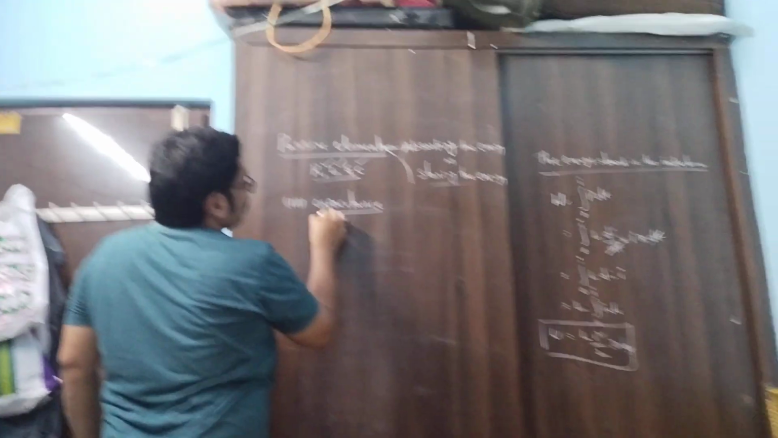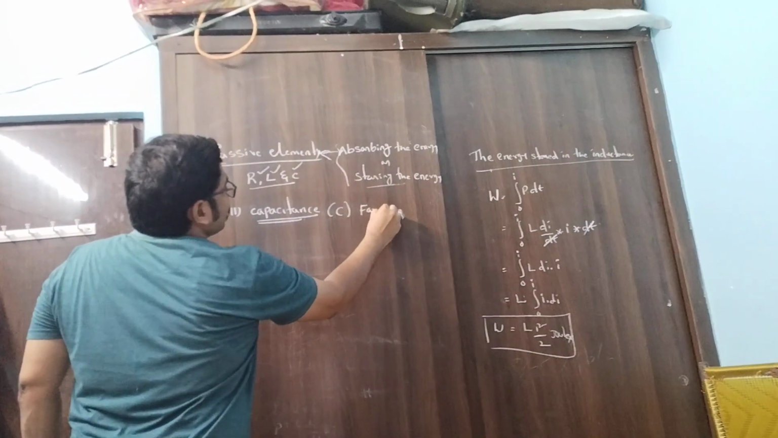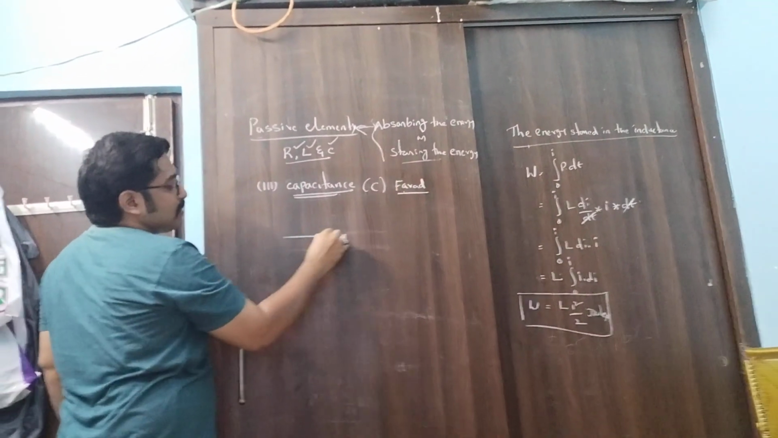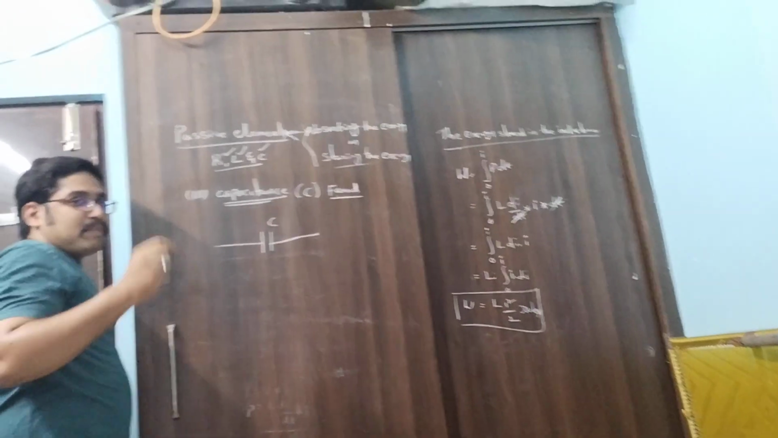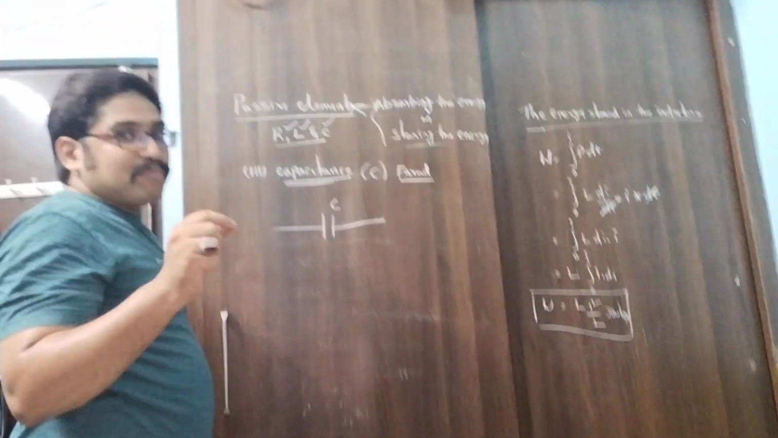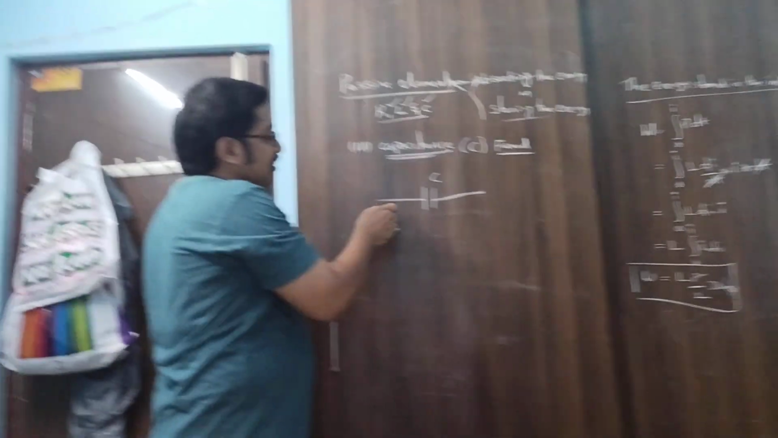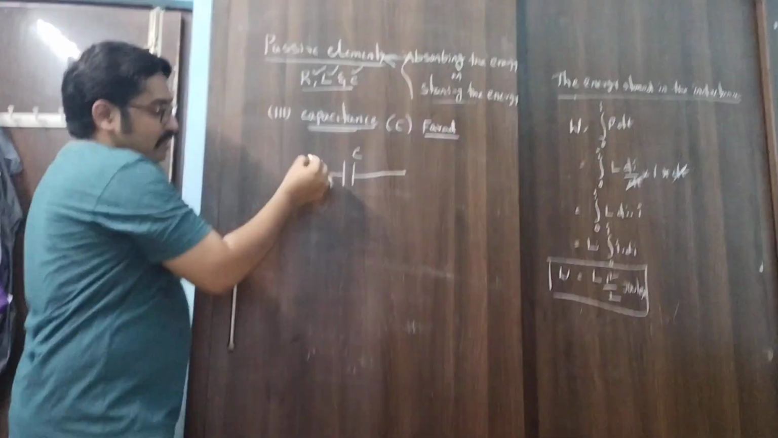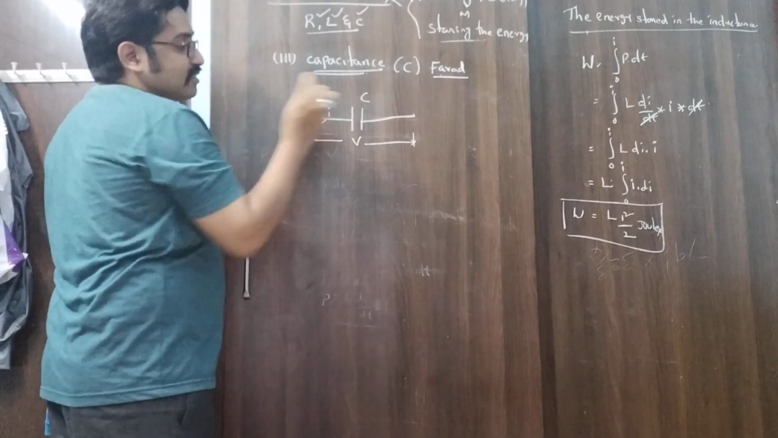Capacitance is denoted as C. The unit is farad, and the symbolic representation of capacitance is like this. Capacitance is a passive element which stores energy in the form of an electric field whenever current flows through it. So the voltage across the capacitance is very important.